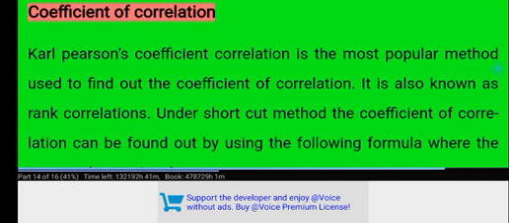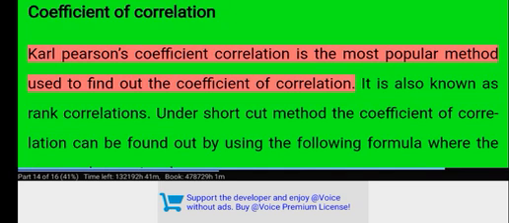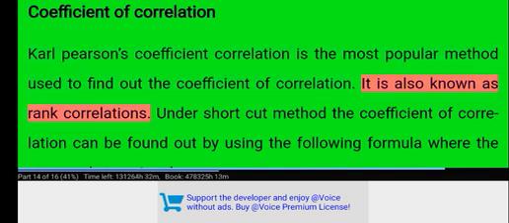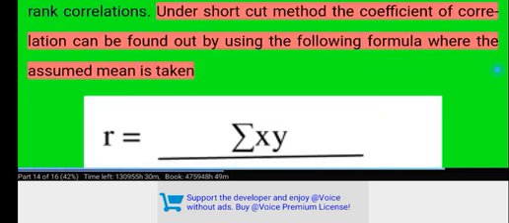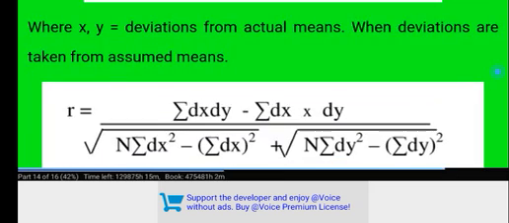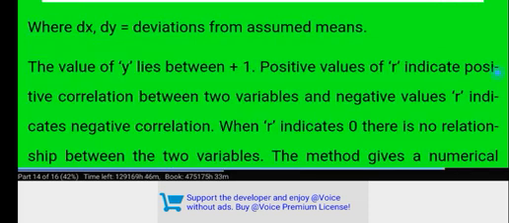Coefficient of correlation. Karl Pearson's coefficient of correlation is the most popular method used to find out the coefficient of correlation. It is also known as product moment correlation. Under the shortcut method, the coefficient of correlation can be found out by using the following formula, where the assumed mean is taken. Where x, y equal deviations from actual means. When deviations are taken from assumed means, where dx, dy equal deviations from assumed means.